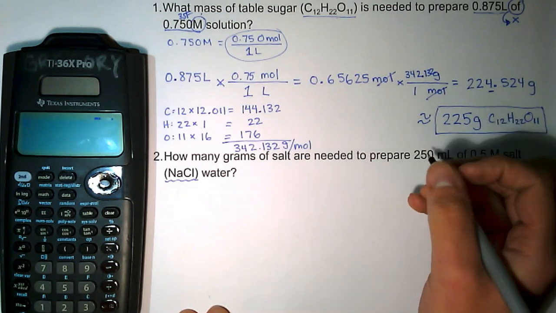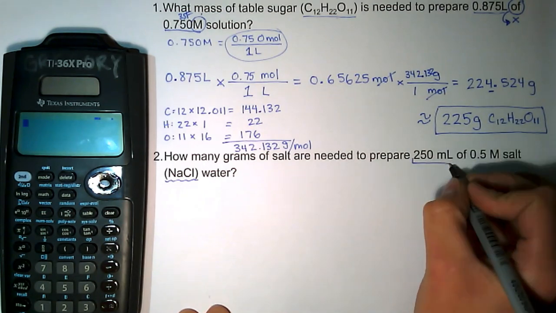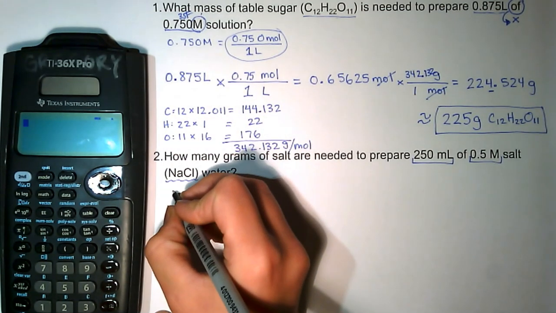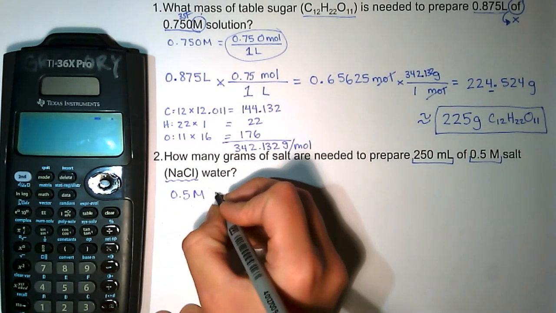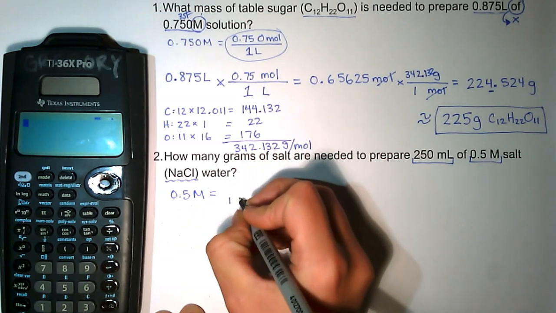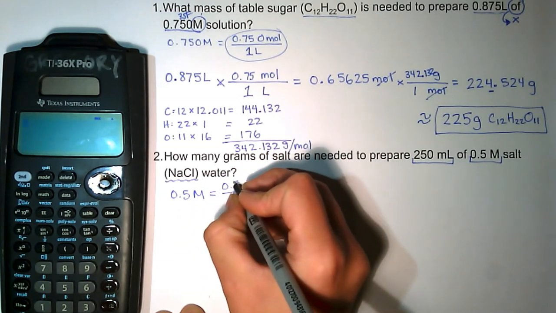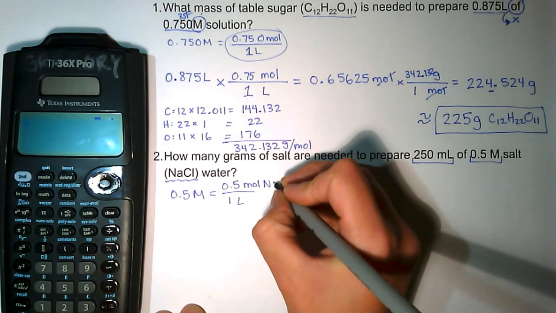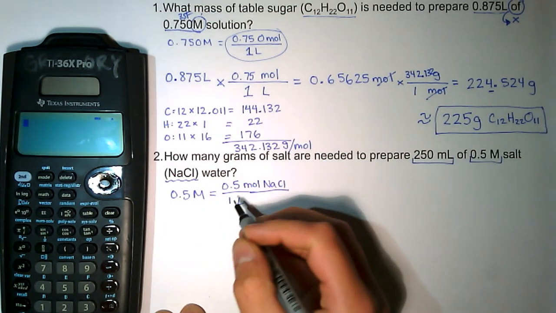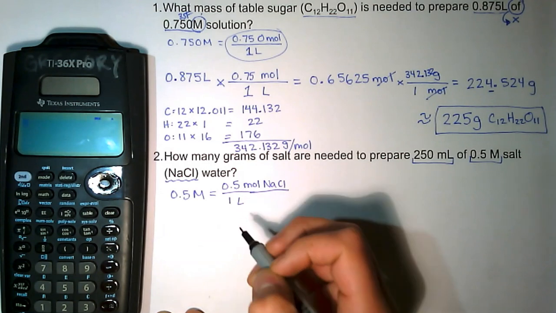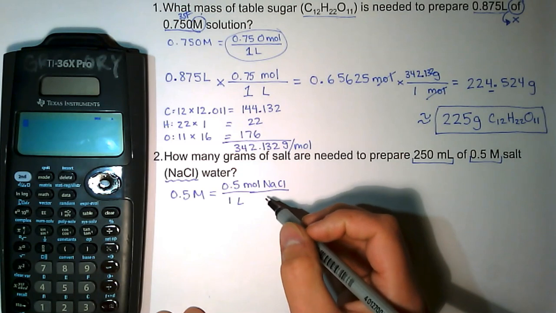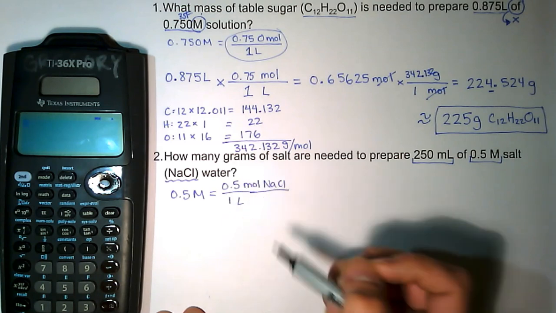So once again, we're given an amount of solution and we're given our molarity. The 0.5 molar means that in every 1 liter of solution we want to have 0.5 moles of NaCl. So we can start off by figuring out how many moles of NaCl are needed, and then we can convert our moles of NaCl into grams of NaCl.